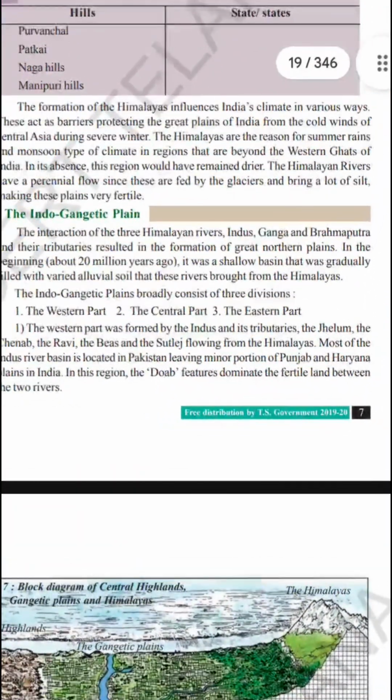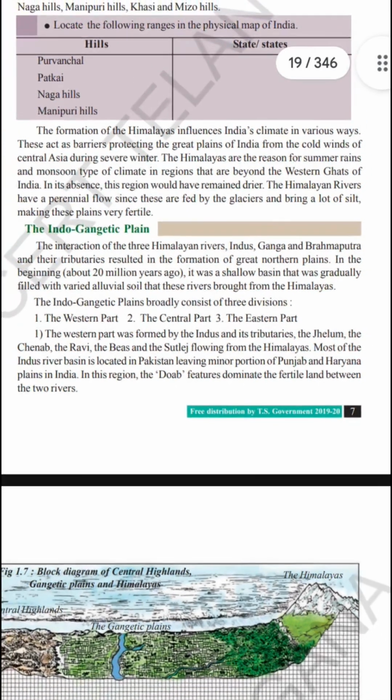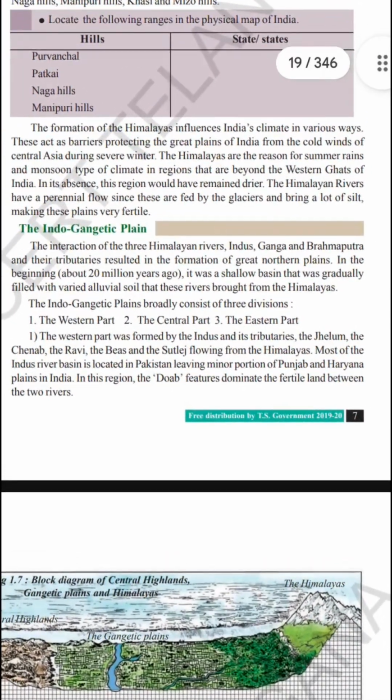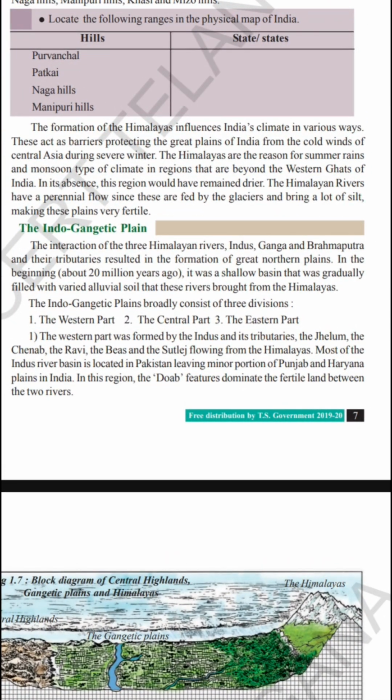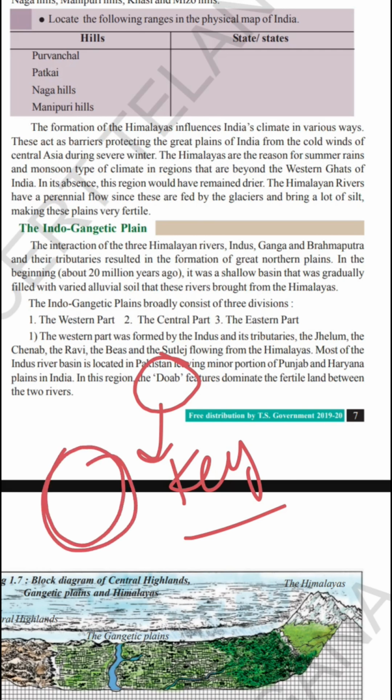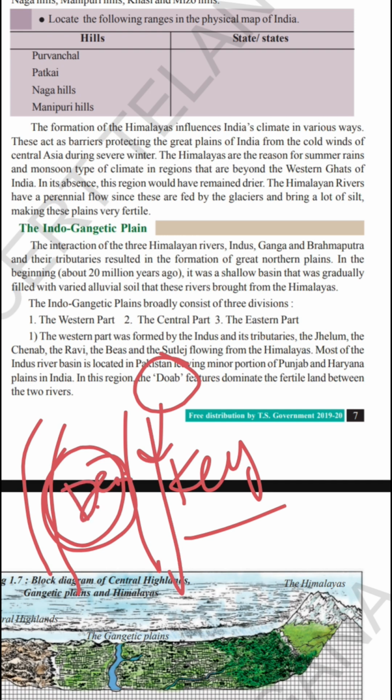In this region, the doab feature is dominated. What is doab? I told you that this section will be covered based on keywords, so this is very important, you have to keep in mind. Doab is nothing but a fertile land between two different rivers. Whatever fertile land is there between the flow of two different rivers is known as doab, and this is a very fertile land.